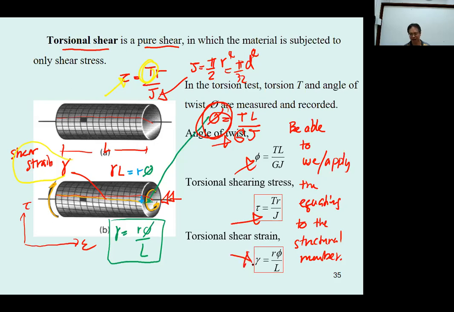I mean, you're supposed to do the calculation for the stress, for the angle of twist, for the shear strain. And I should mention the shear stress unit is megapascal, the unit of the angle of twist is going to be the radian, and the unit of the shear strain is also radian. Beware about the unit, okay?